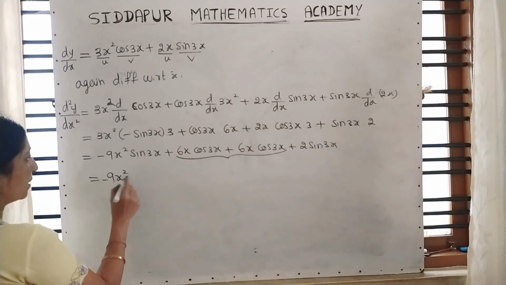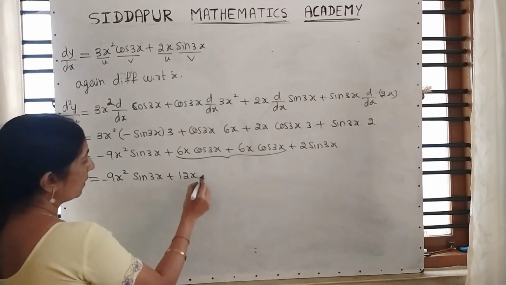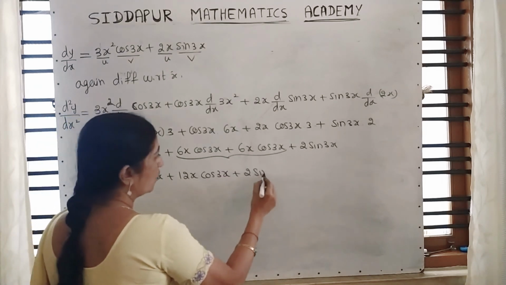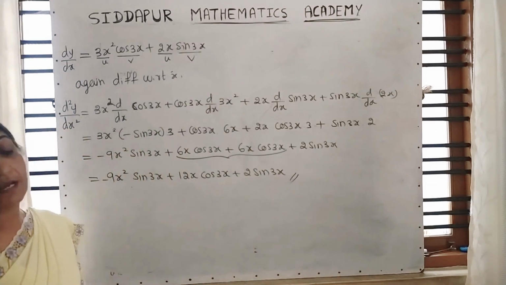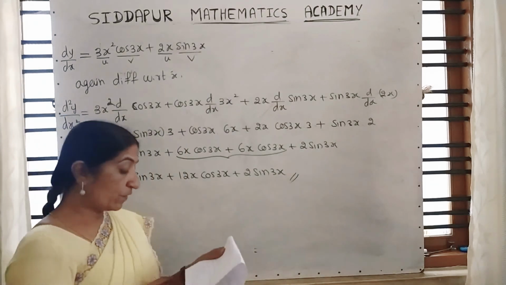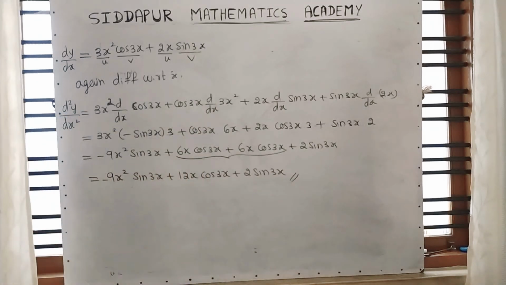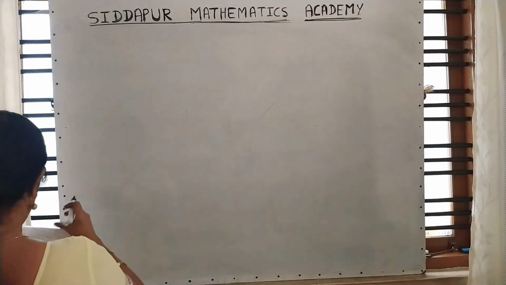That is minus 9x square sin 3x plus 12x into cos 3x plus 2 into sin 3x. Like this we are applying the second order derivative. Moving to the next question, that is question number 292.